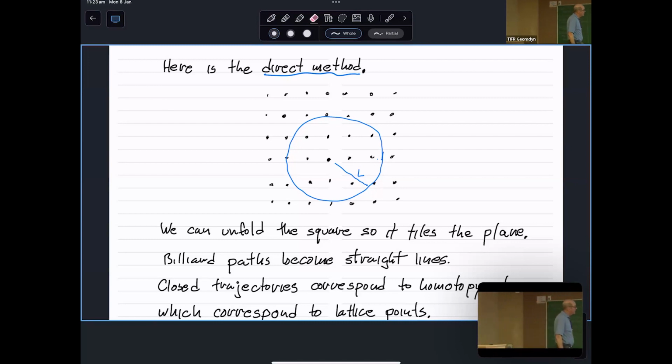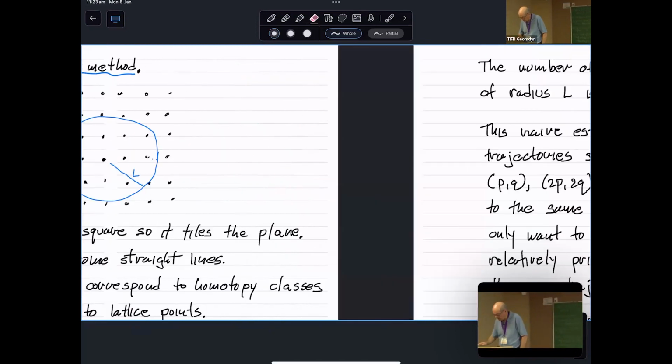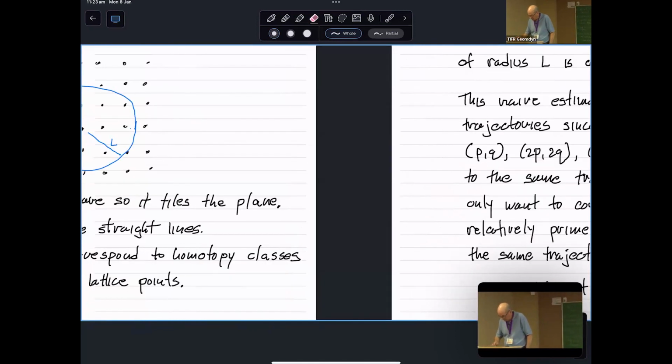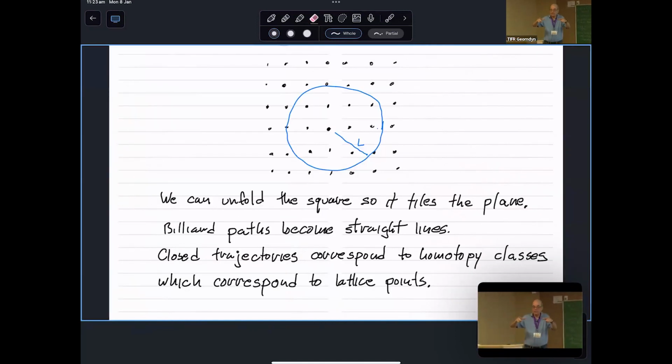And so if we do this lifting operation, we can do 4 unfoldings and create a torus. Okay, we do 4 unfoldings to create a torus, and a closed trajectory on the original table will give us a straight line path on this torus, and then we can take this torus and further unfold it to get the complete plane.